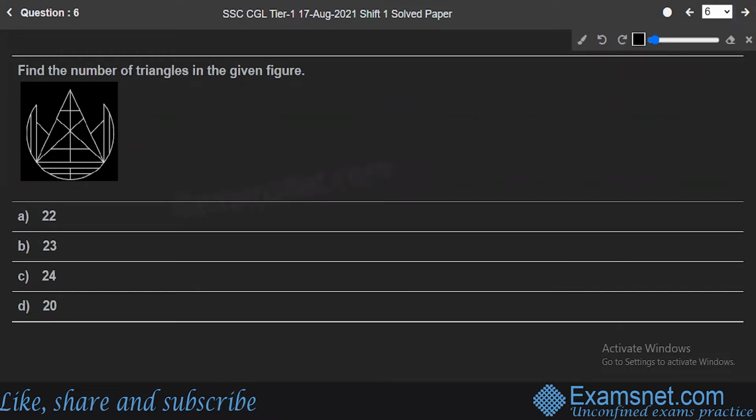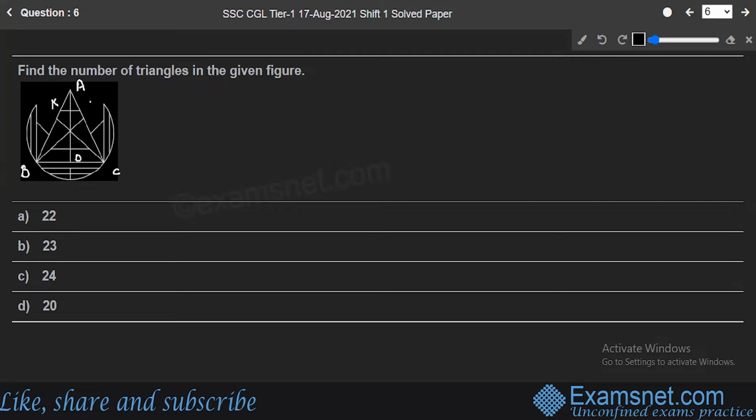In this question, you are given a figure in which you have to find out the number of triangles. But if I just tell you the question, the triangles as such, like 1, 2, 3, 4, you'll get confused. So a better approach will be to give them certain names. Here is A, B, C, then over here I'm taking D.